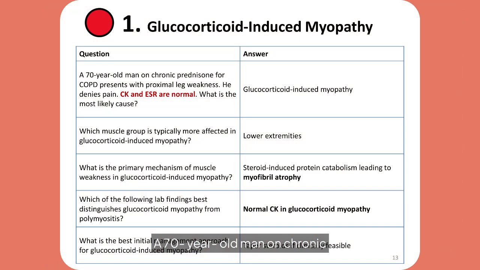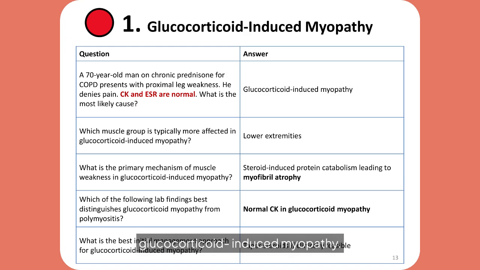A 70-year-old man on chronic prednisone for COPD presents with proximal leg weakness. He denies pain. CK and ESR are normal. What is the most likely cause? Answer: the most likely diagnosis is glucocorticoid-induced myopathy.